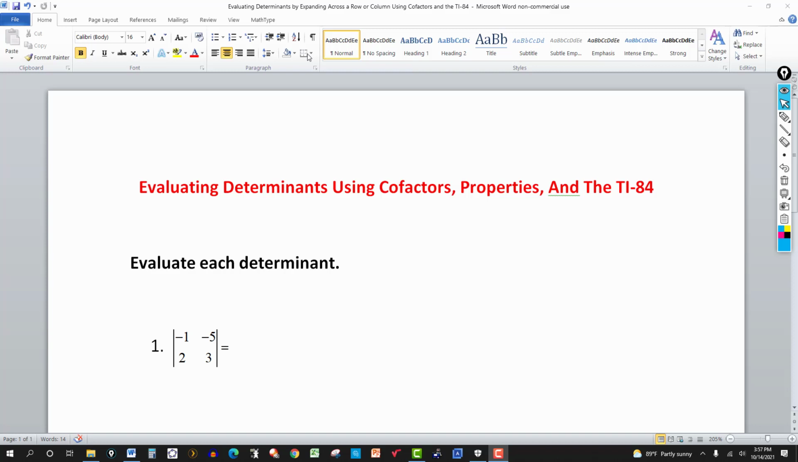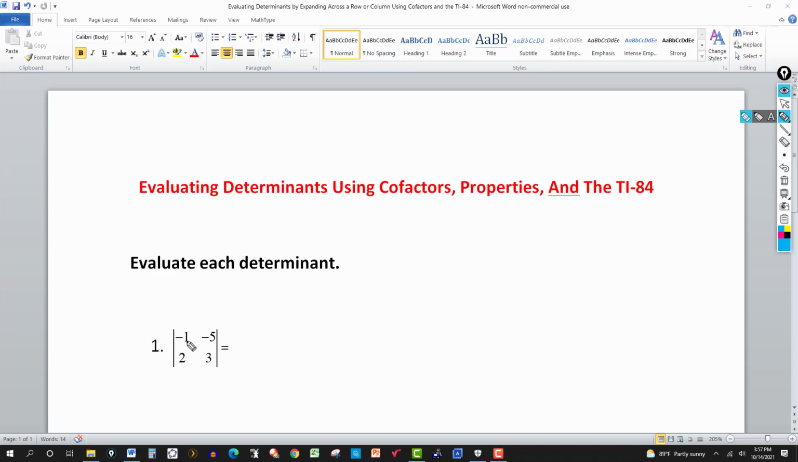In this video, we're going to look at how to evaluate determinants using several methods here: using cofactors, properties of determinants, and the TI-84 graphing calculator. So let's look at the first one here. Start off with a 2x2, 2 rows, 2 columns.